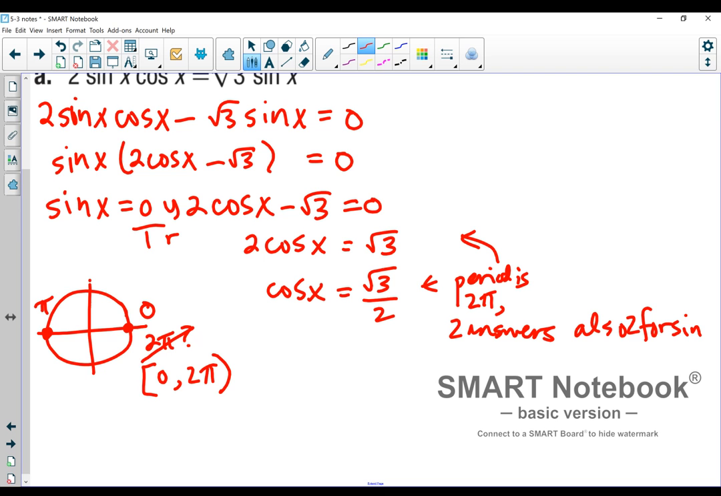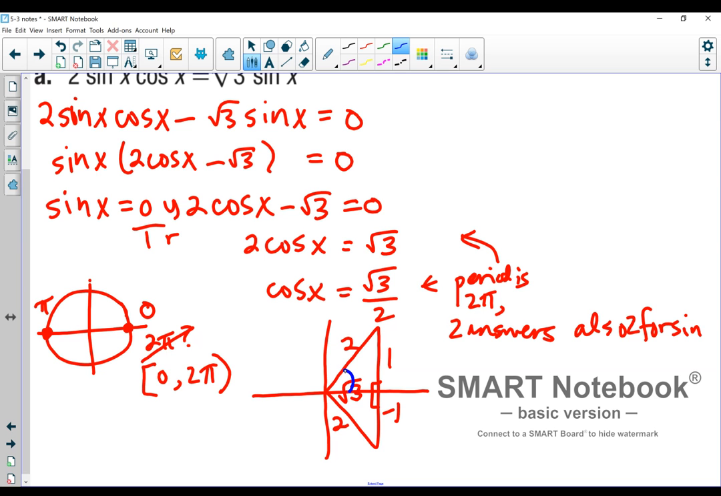From the other one, I've got cosine x equals square root of 3 over 2. And so we'll need to draw those. Cosine is positive, again, in quadrants 1 and 4. My x side is square root of 3. My r side is 2. And then I have my y as 1 or negative 1. And then I need to fill in those angles.